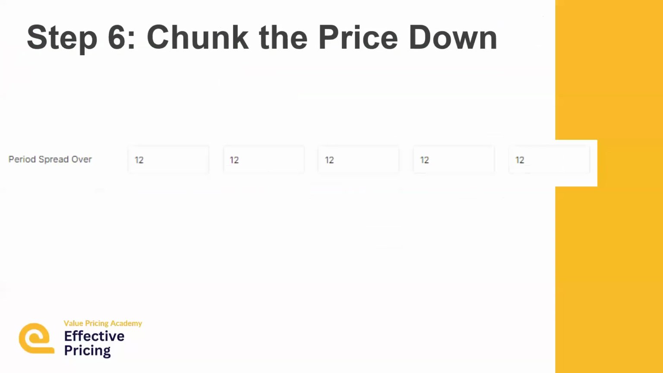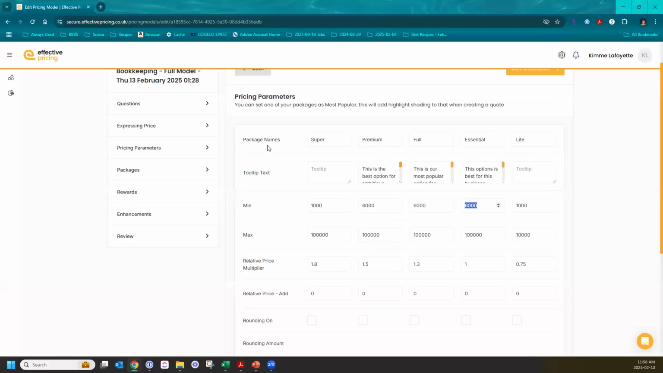Step number 6, you will have heard Mark talk about this, about chunking the price down. So we're going to stay on the pricing parameters page. I told you there was a lot of options of things that we could do in pricing parameters. We're going to look at chunking the price down. And this goes to the pricing psychology side of things, where we want to make the price seem smaller when we quote it to the client at the end.